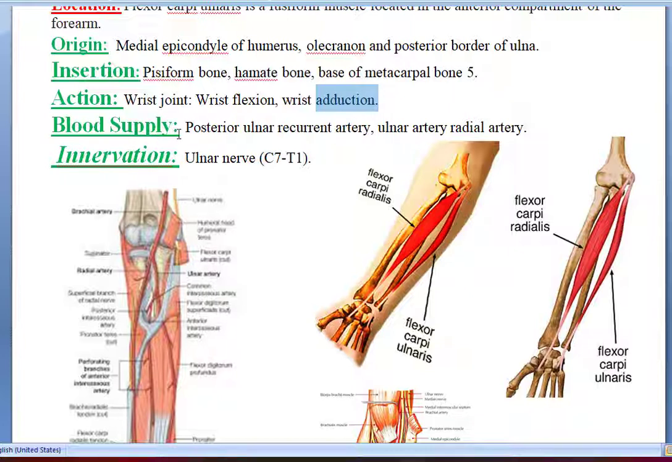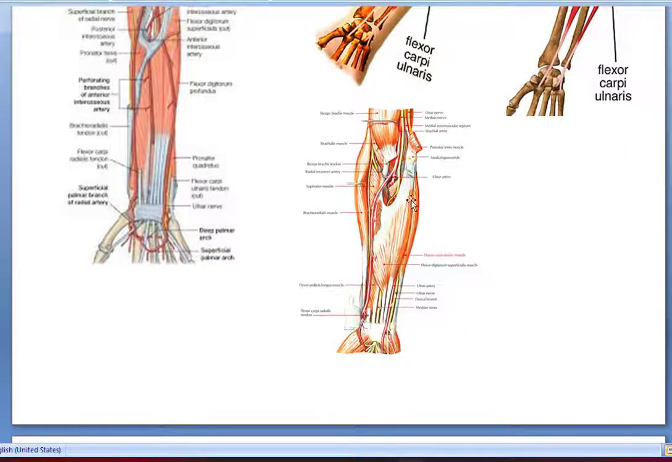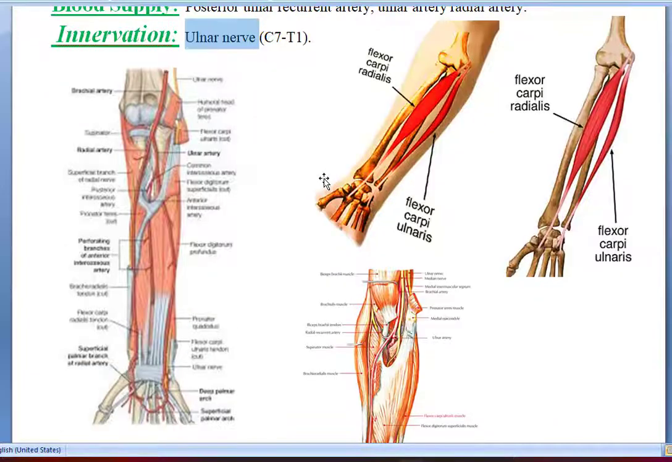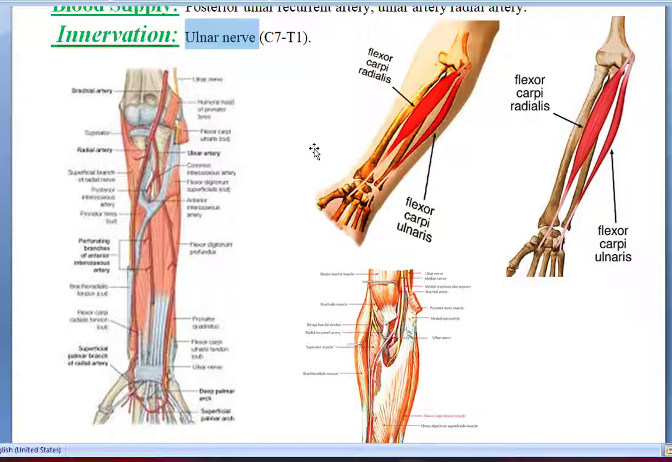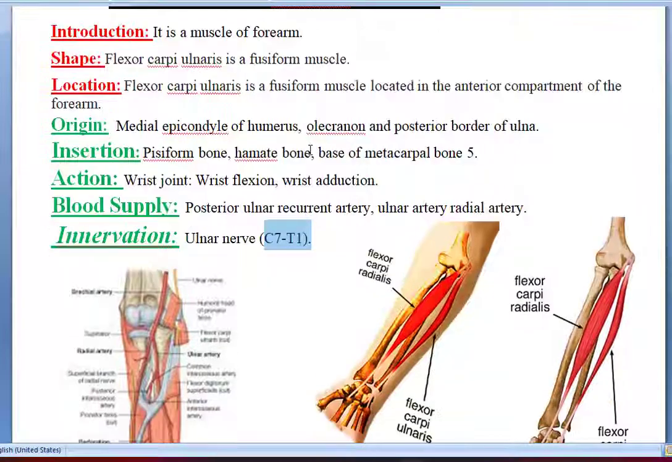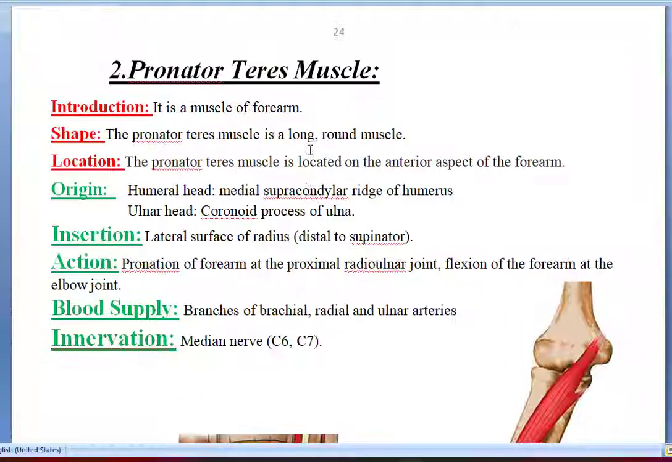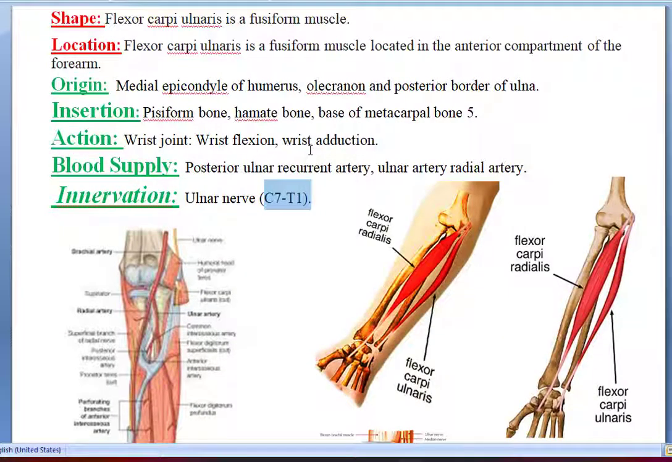Now, what is its blood supply? It is supplied by the posterior ulnar recurrent artery, the ulnar artery and the radial artery. Here you can see. And what is its innervation? It is innervated by the ulnar nerve, which comes from C7, C8 and T1. So this was about the flexor carpi ulnaris muscle and the pronator teres muscle.